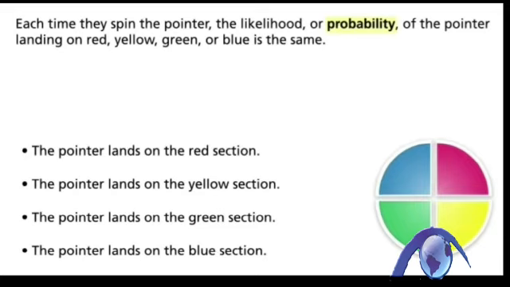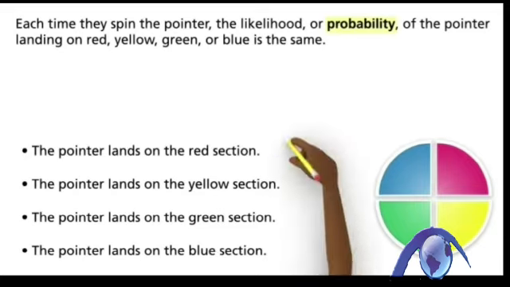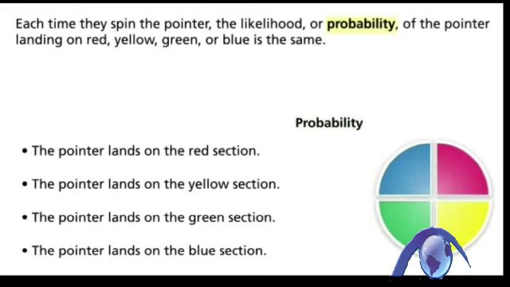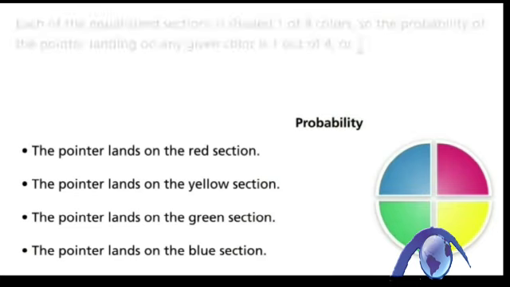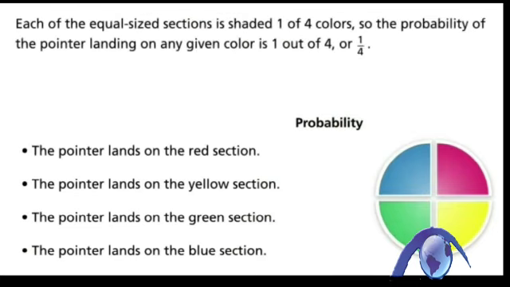Each time they spin the pointer, the likelihood, or probability, of the pointer landing on red, yellow, green, or blue is the same. Each of the equal-sized sections is shaded 1 of 4 colors, so the probability of the pointer landing on any given color is 1 out of 4, or 1/4.